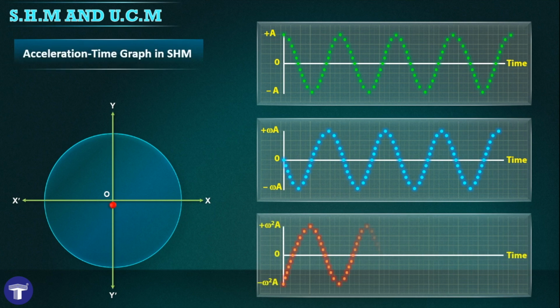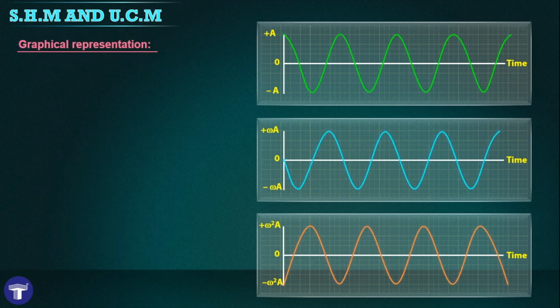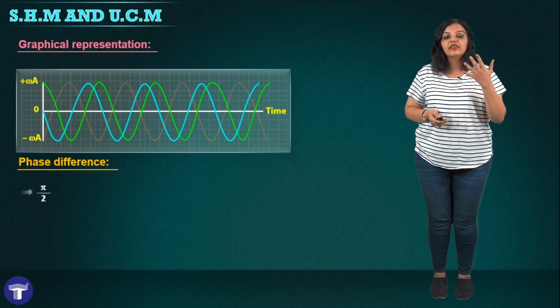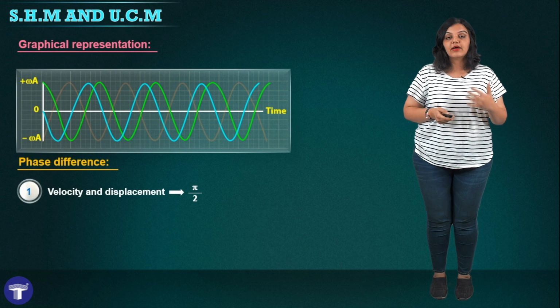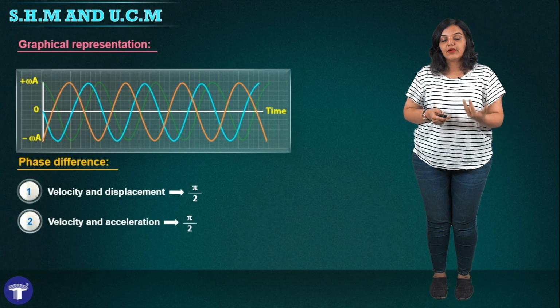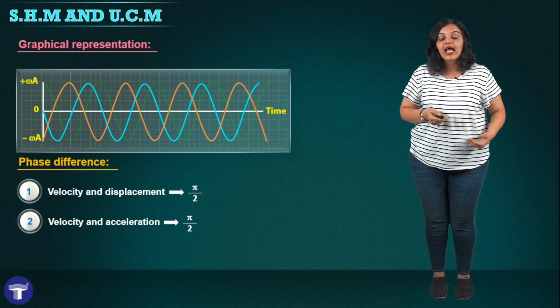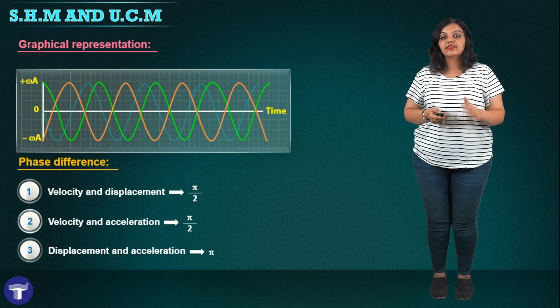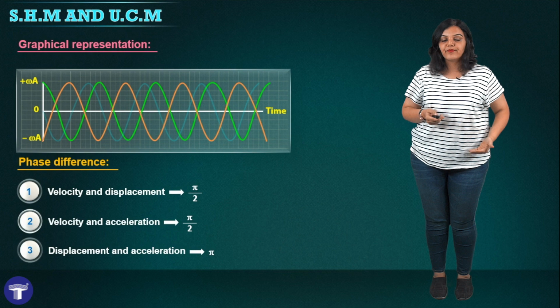However, their initial starting points are all different, and their maximum and minimum values are also different. And on comparing these three graphs, we see that the phase difference between velocity and displacement comes out to be pi by 2, between velocity and acceleration comes out to be pi by 2 as well, and between displacement and acceleration comes out to be pi.